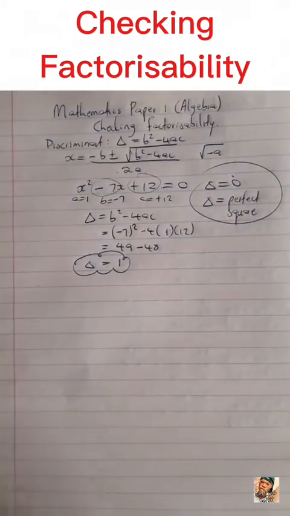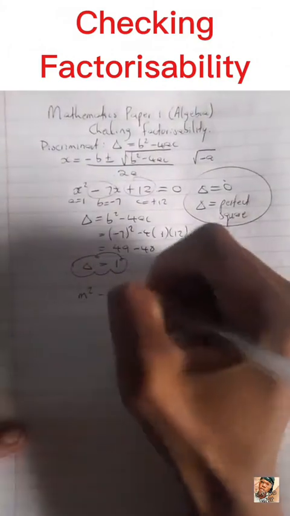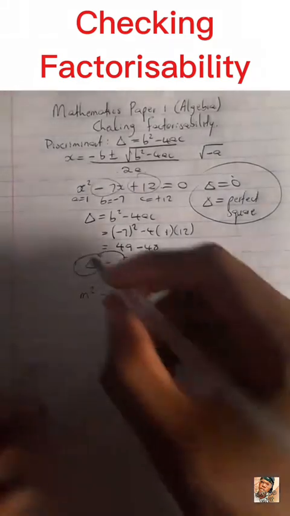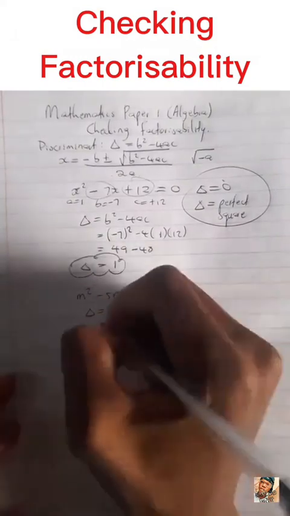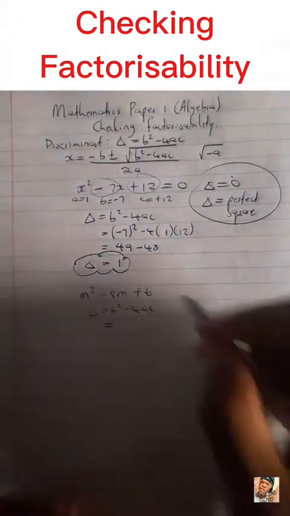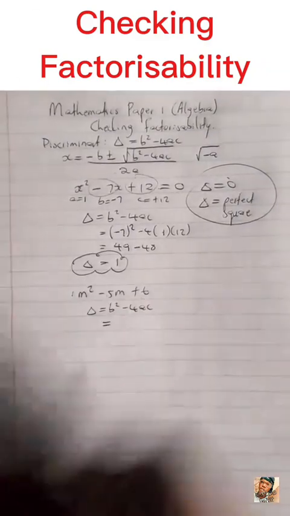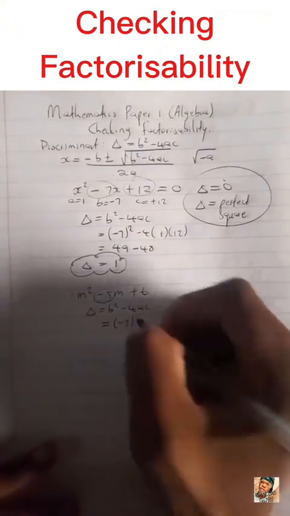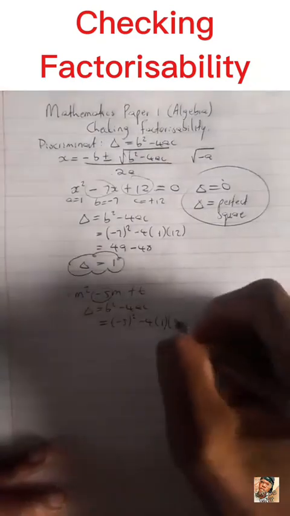Let us go to the second example. So let us say that we have something like m squared minus 5m plus 6. Let us check if this one can be factorized. So we're going to say the discriminant is equal to b squared minus 4ac is equal to, and then we're going to say a is equal to 1, as you can clearly see, b is equal to negative 5, c is equal to positive 6. So we're going to say b, which is negative 5, squared, minus 4 into a, which is 1, multiplied by c, which is positive 6.